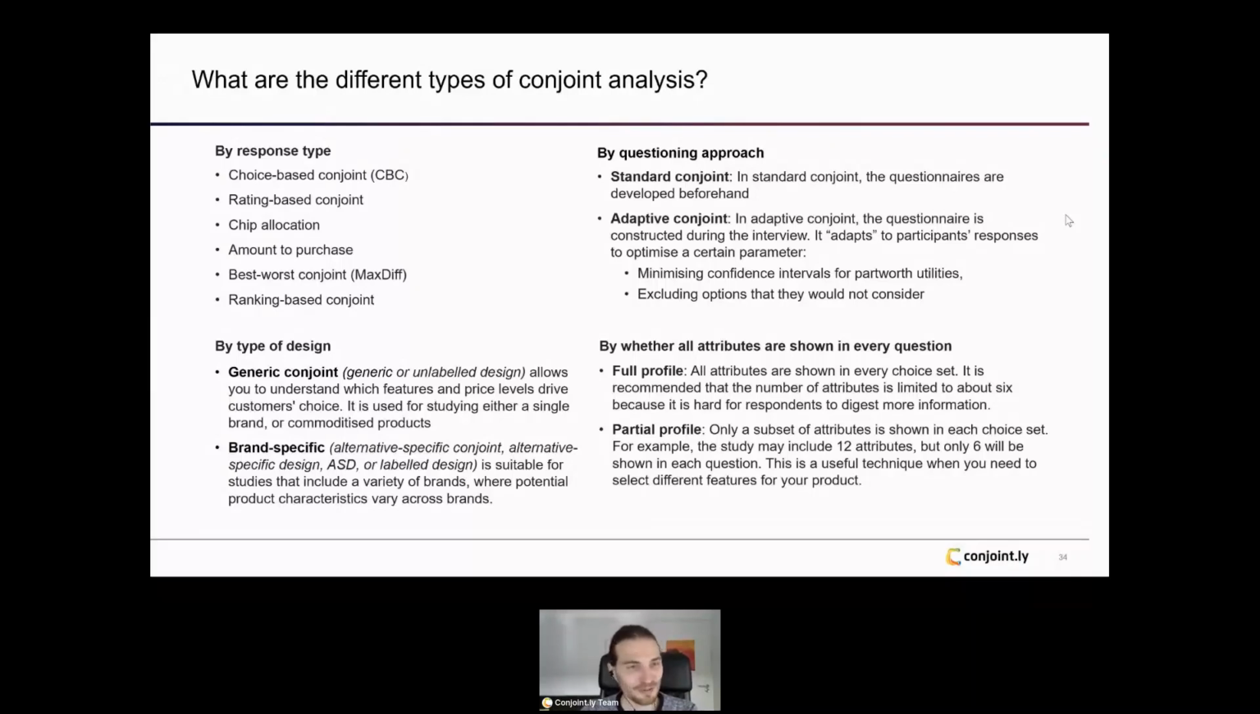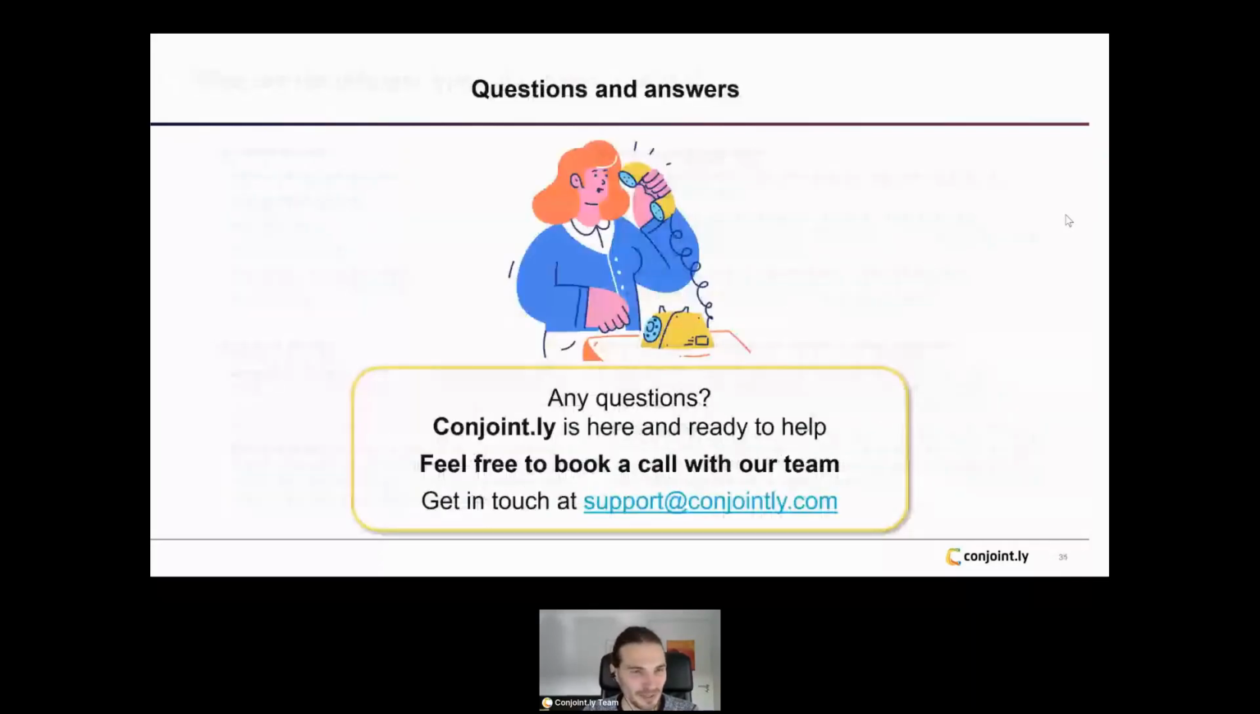So that's a lot of information about Conjoint in 55 minutes or less. Now I want to open the floor for some additional questions. In case you have any questions, put them in the questions or in the chat section.